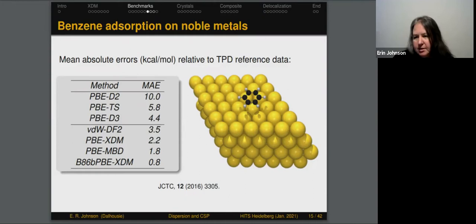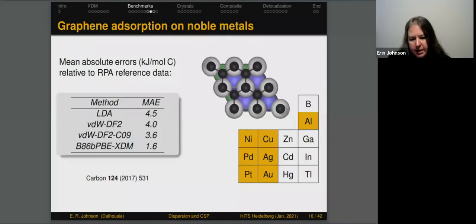Similarly, we can look at graphene adsorption on our noble metal surfaces for a larger set of metals here. And again, our XDM method with our base functional choice gives improved agreement over the LDA, which is unfortunately very popular for a lot of this surface chemistry, or a couple of van der Waals sensitive functionals.